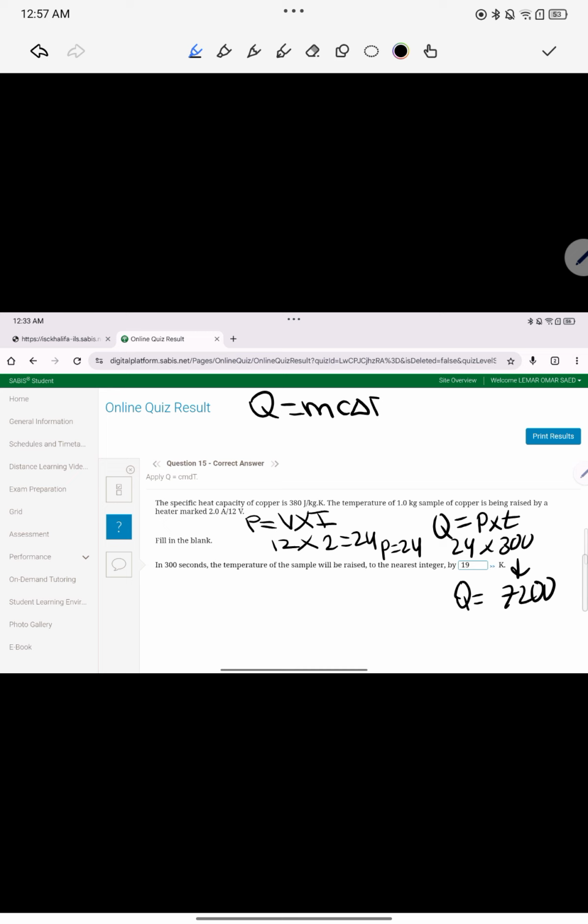But we only found the Q. So now 7200 equals to M is 1 kilogram times the C, which is 380 times delta T, which we're trying to find. So solve for delta T, you will get 19.